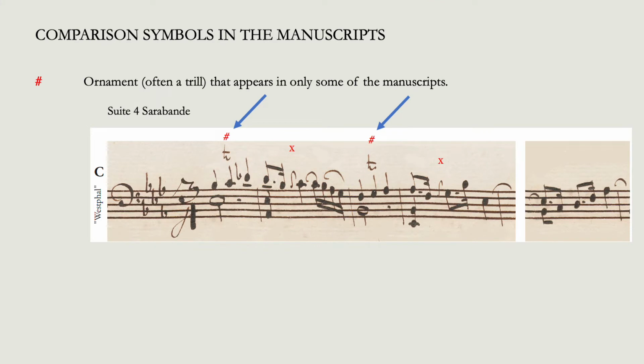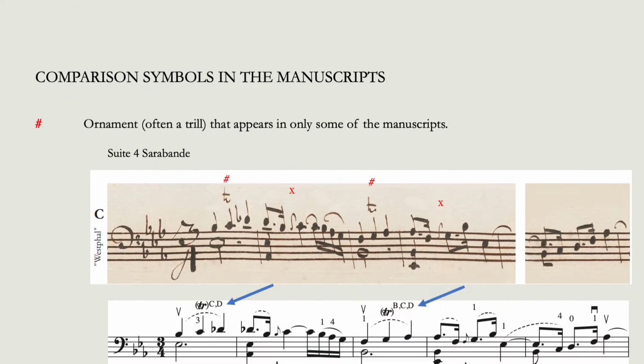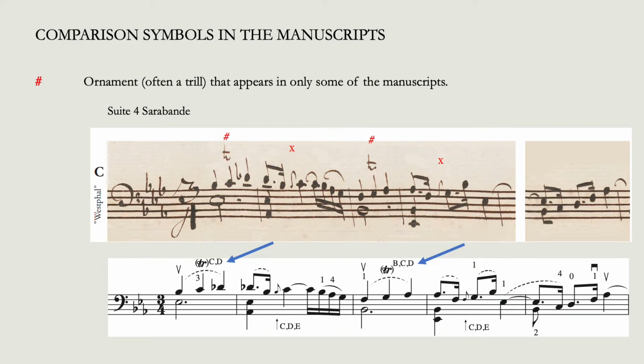A hashtag sign is used to indicate ornaments. In this example, you again see the use of an X for differing or added notes. Looking at the modern notation below, the first trill is enclosed in parentheses because it does not appear in all sources, and the letters following the trill show that it appears only in sources C and D.